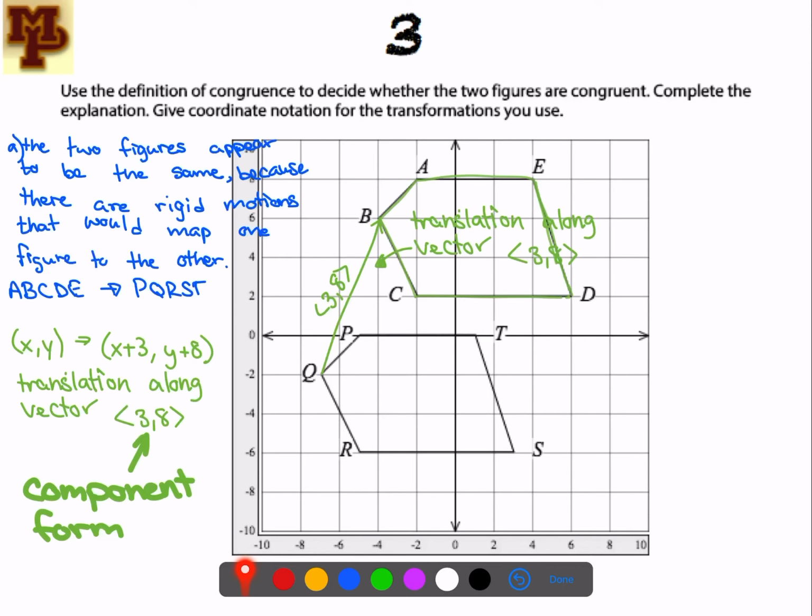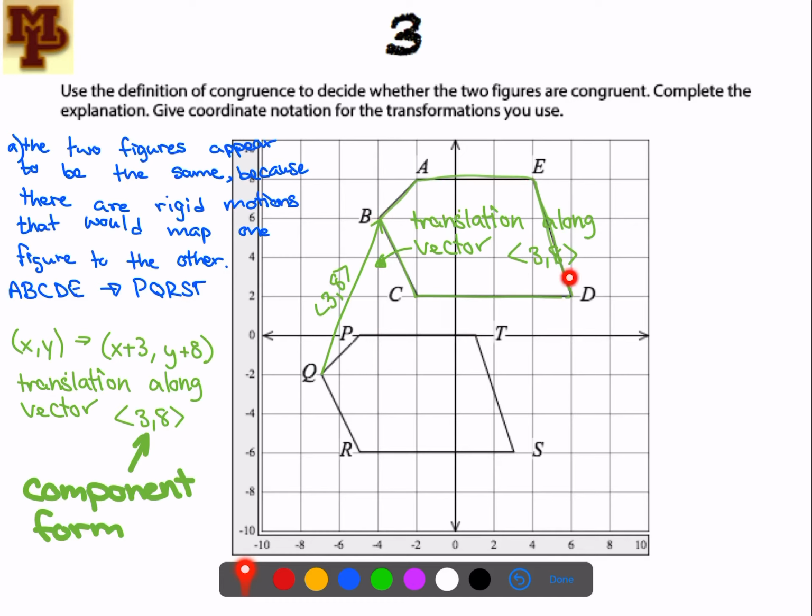All right, so looking at it, it appears that these two figures are congruent. A, B, C, D, E is congruent to P, Q, R, S, T. It just looks that way based upon its shape, the slopes, the angle measures, everything seems the same. So we did a translation. I moved this bottom figure, P, Q, R, S, T, and I translated it along the vector 3, 8. So I went to the right 3, half a block and then one full block. And I went up 8, 4 full blocks, which mapped Q right on top of B, P onto A, T onto E, and the same for the rest of the points, giving us this green figure here.